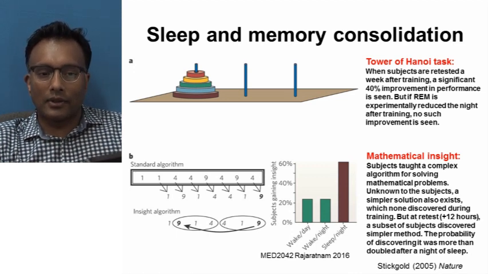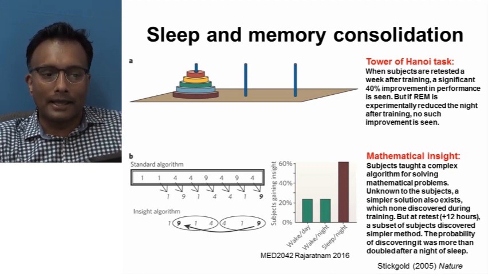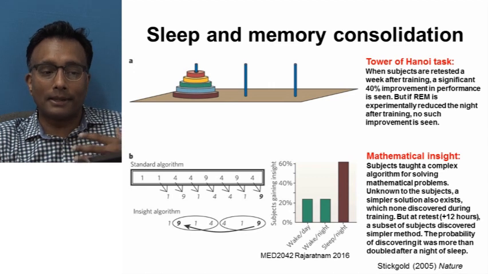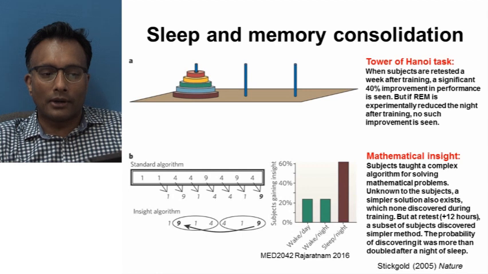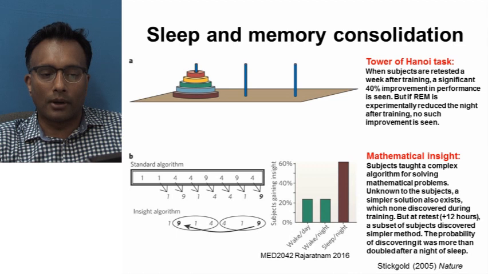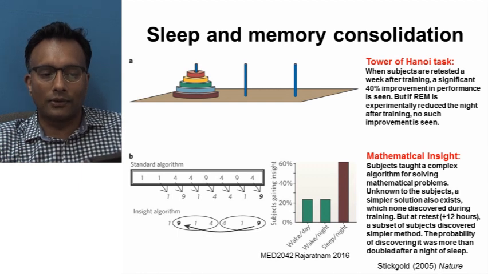In this case, the subjects are taught a complex algorithm for solving a mathematical problem. And unbeknown to them, there is a simpler solution to the problem. And so if you can see where I'm pointing, there are a series of numbers, there's a particular standard algorithm for solving the problem, and the solution that the subject is required to do is reflected in these numbers that are written here. Unbeknown to the subjects, there is a simpler solution, and it's called the insight algorithm.